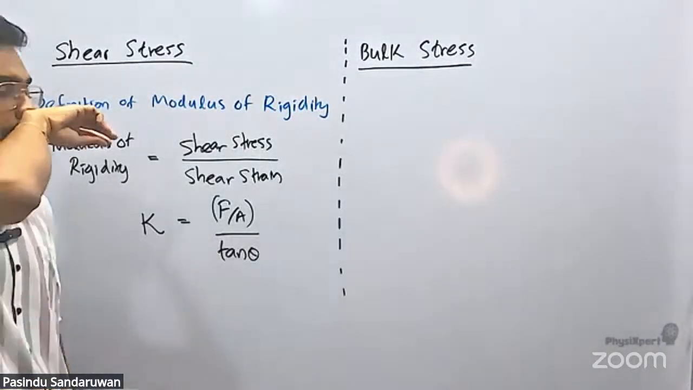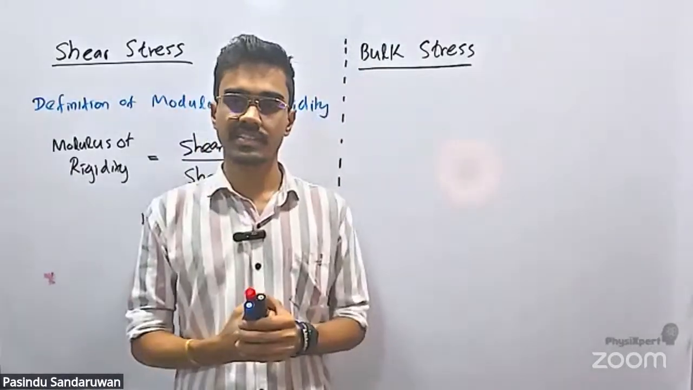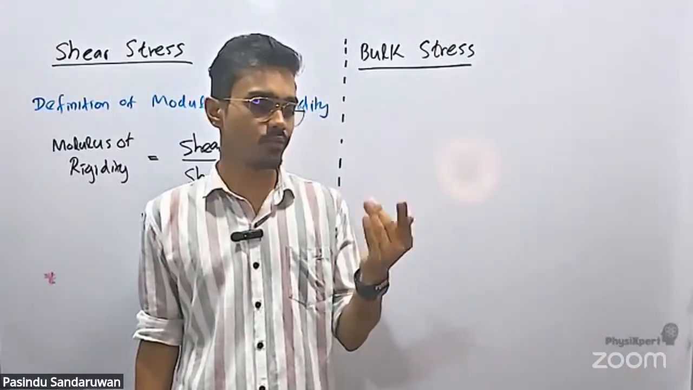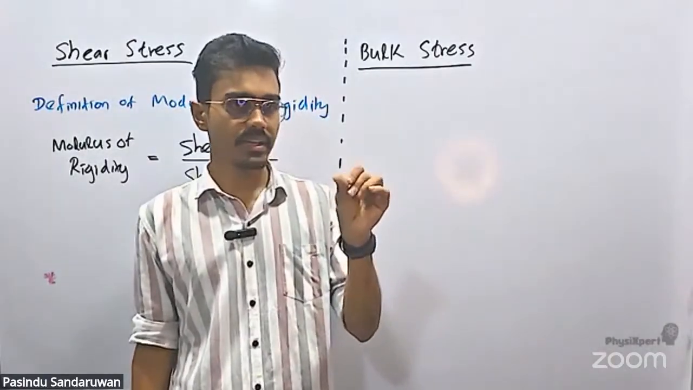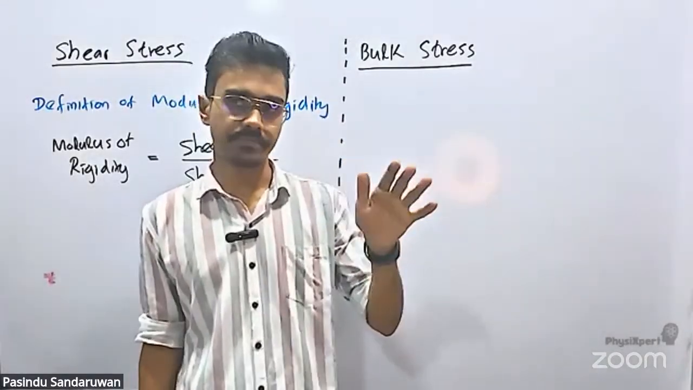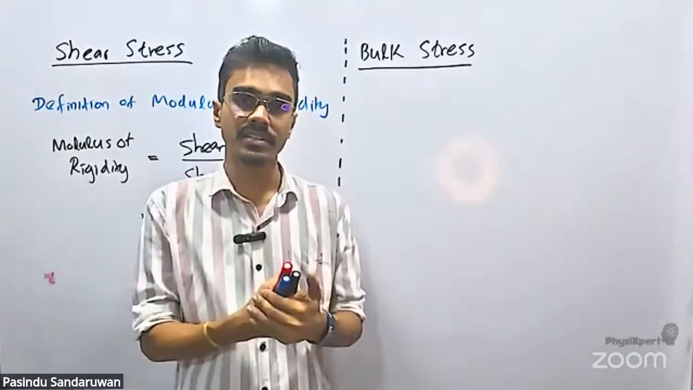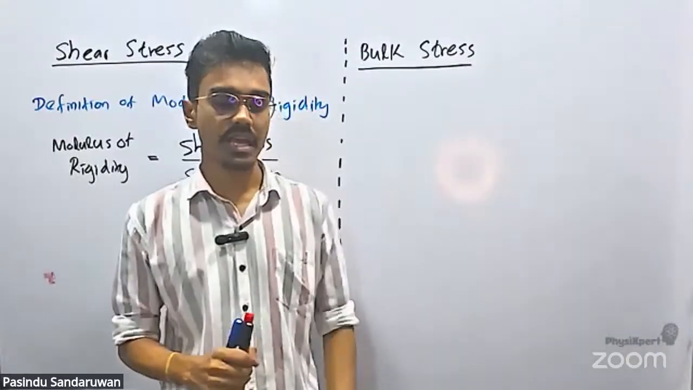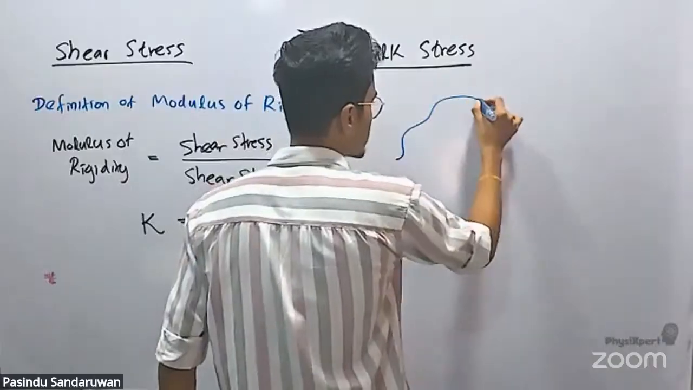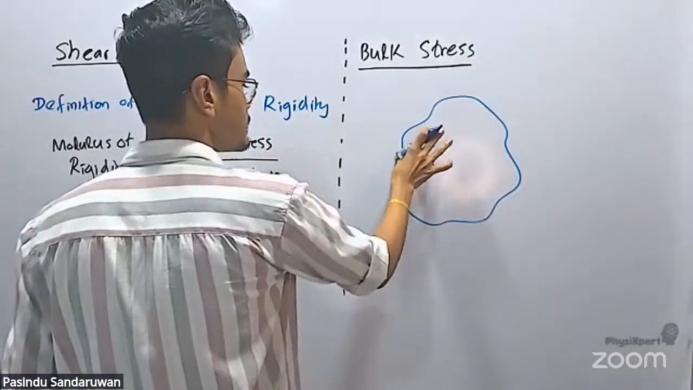Listen now. Bulk stress and bulk modulus is for any object, no? So therefore, it is specifically for any shape of an object. Even if that doesn't have a shape, we can apply this, right? So we are considering a random shape like this.